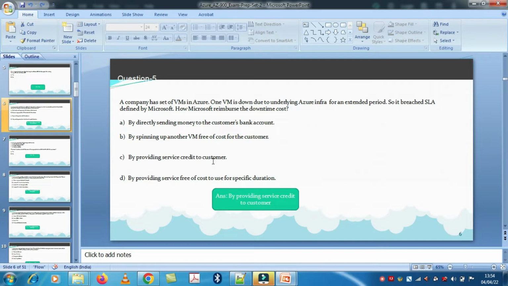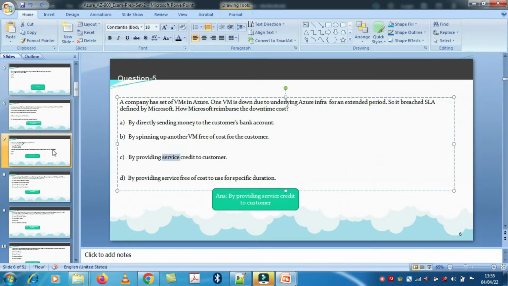It's not an infrastructure failure. It's just a breach, right? It's a service level breach, because that has to be finished in 2 hours. It might be finished in some 4 hours. Some issue was there, but that had to be taken care of in 2 hours, and it extended to 3 or 4 hours. So he can give you reimbursement by service credit only. So the answer for this one is providing service credit, that is C.